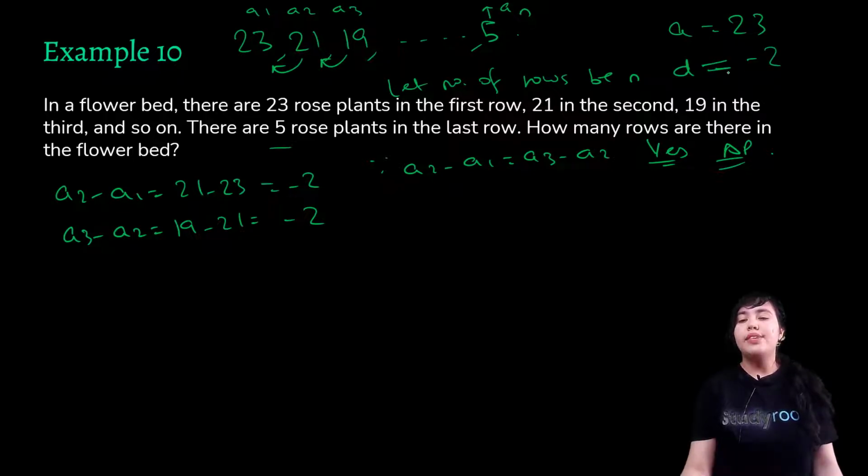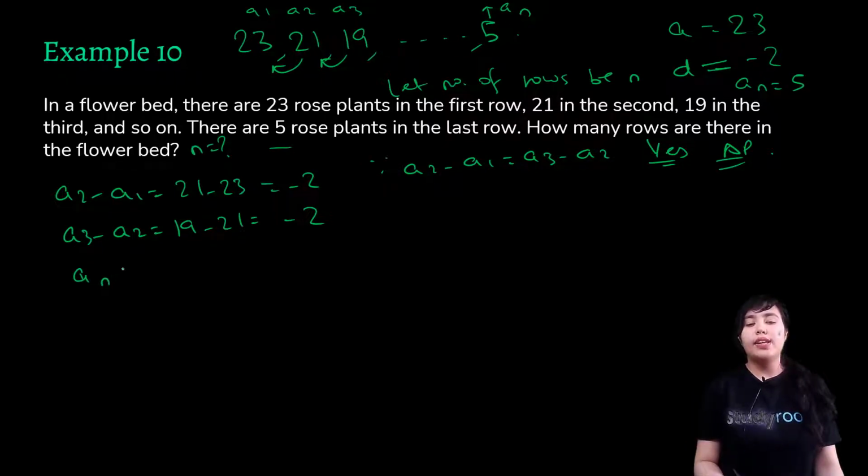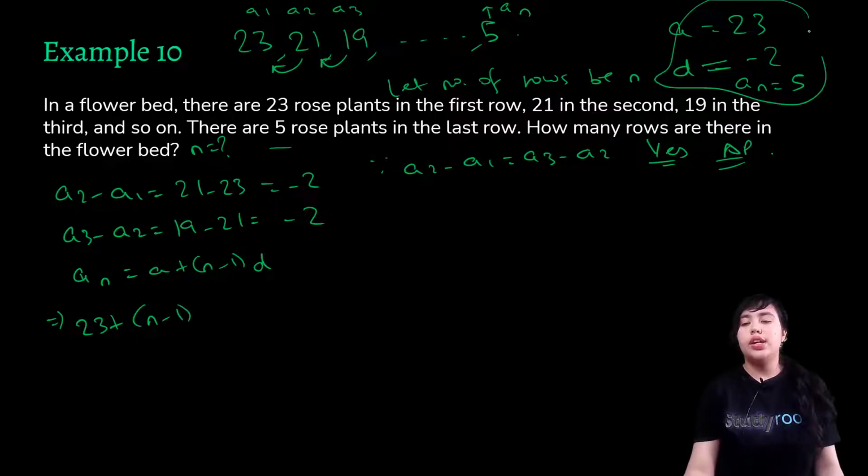Now you have been given AN as well, which is 5. What you need to find out is N. So make use of the fact that AN is equal to A plus N minus 1 into D. A is what? 23 plus N we don't know. So N minus 1. Refer to this. D is what? Minus 2. And this entire thing is actually equal to 5 because your nth term is 5.